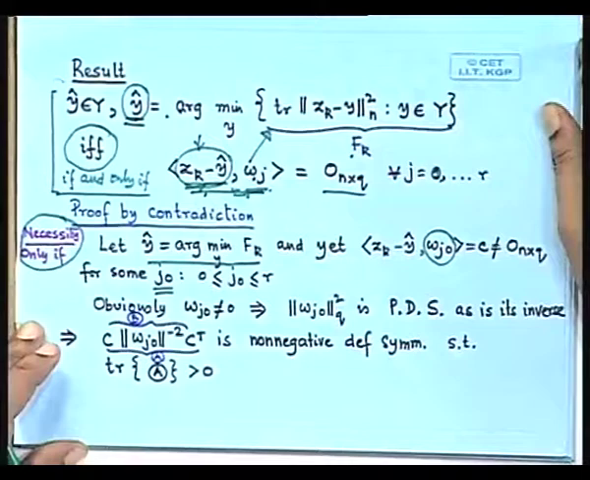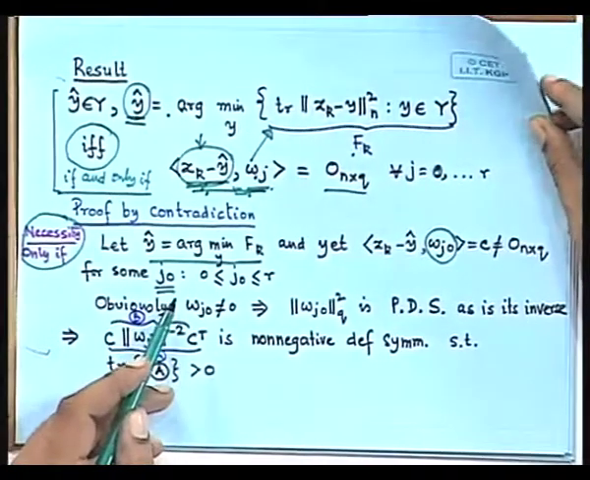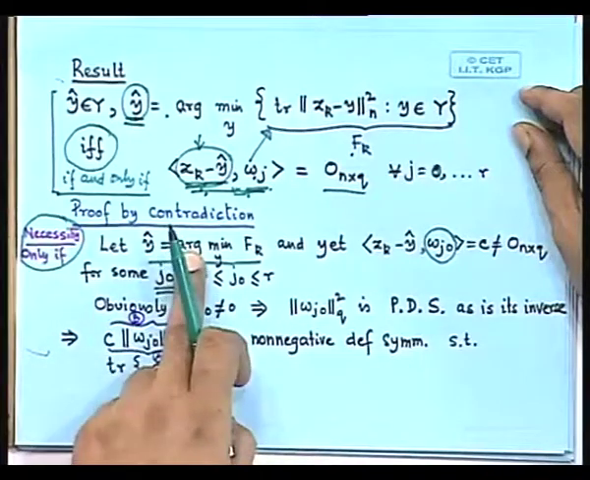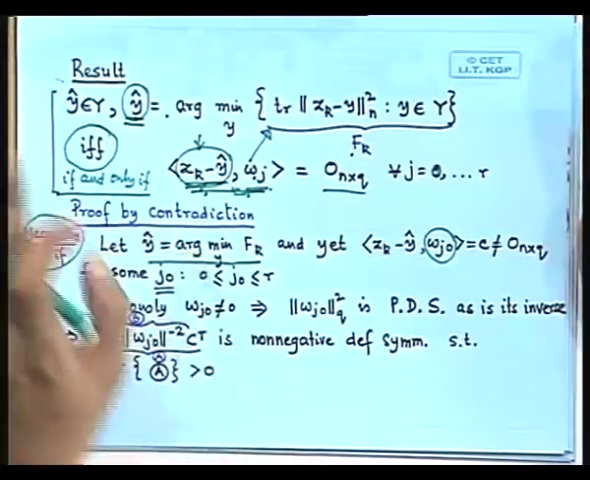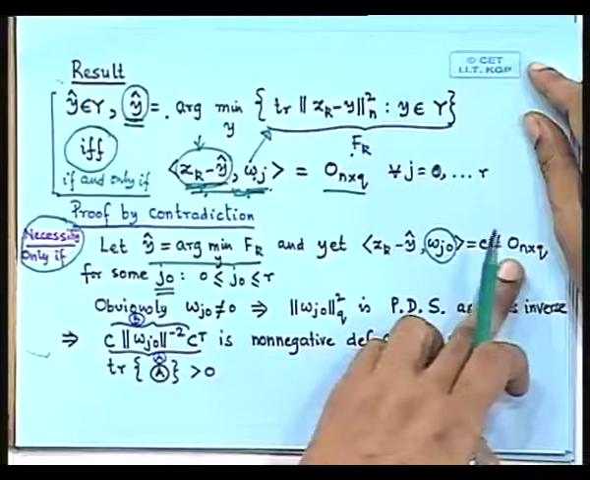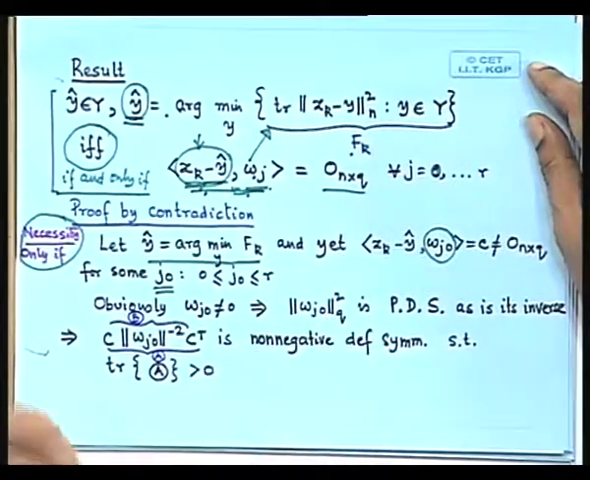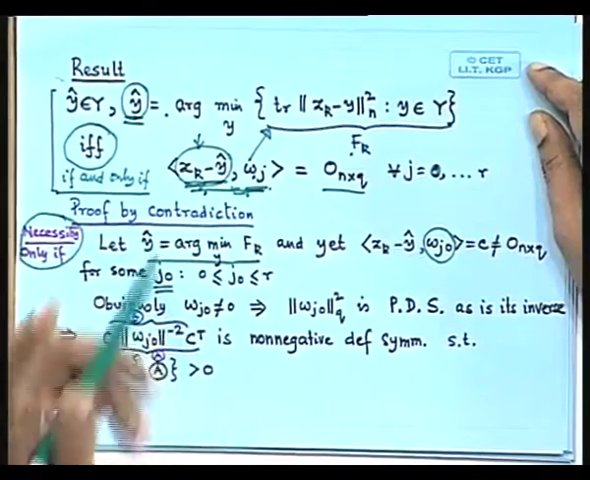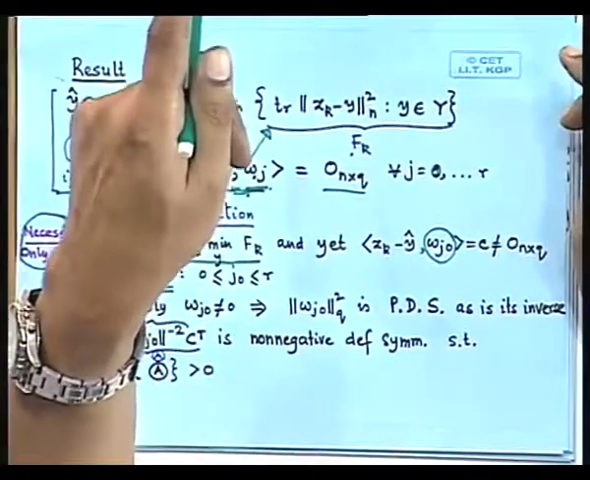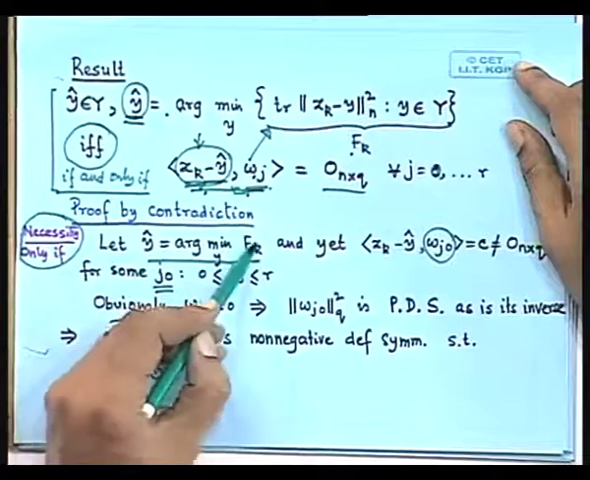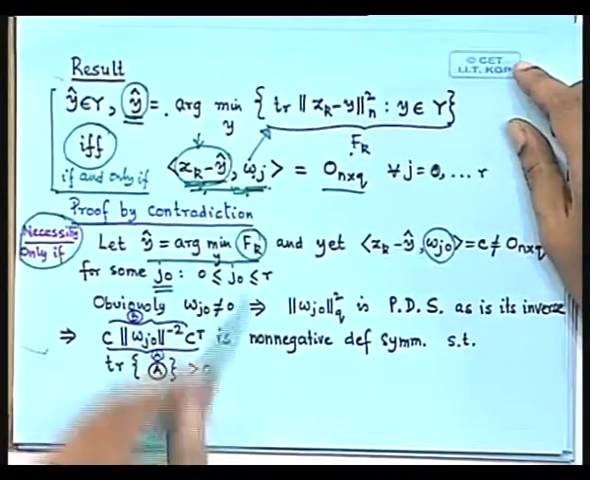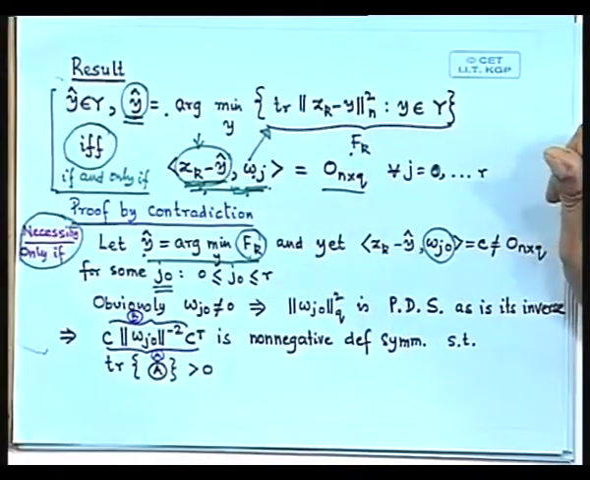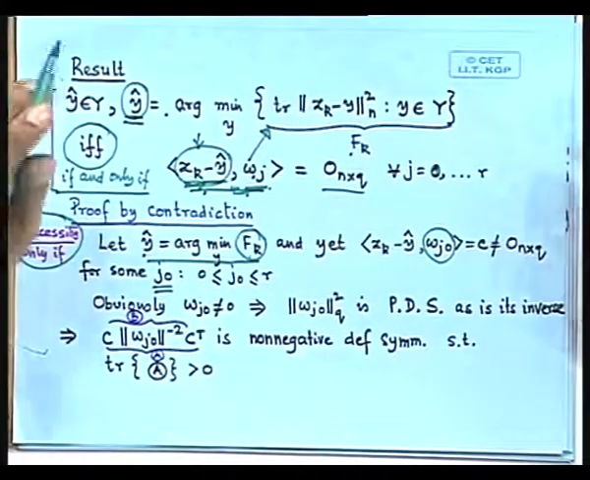Then what we will show is that if that is the case, then obviously this cannot be the minimizing argument. In other words, we will show that under this condition we can find some other vector y, which is also linearly generated from wj0, but which will give a value of fk that is actually less than that of y hat. So therefore y hat cannot be a minimizing argument. This is our line of proof.